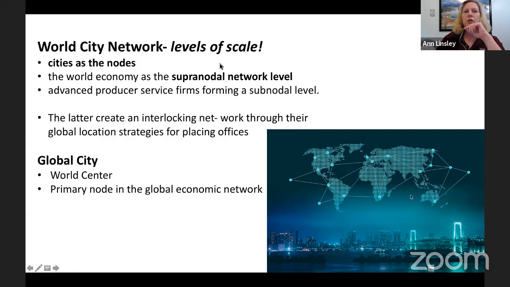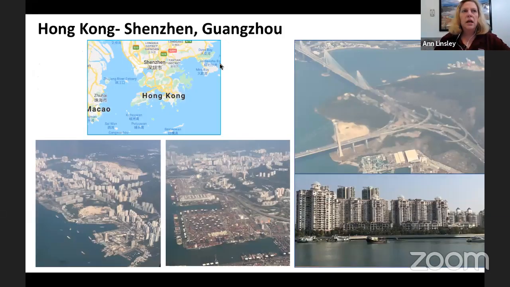This is what is creating this global economic network between these large cities. So there's a few of them, or a couple of them actually, that are part of this world network that we should probably have a little bit of familiarity with without a whole lot of detail. So the first one here is this region of Hong Kong and Shenzhen in southern China, area of Guangzhou.